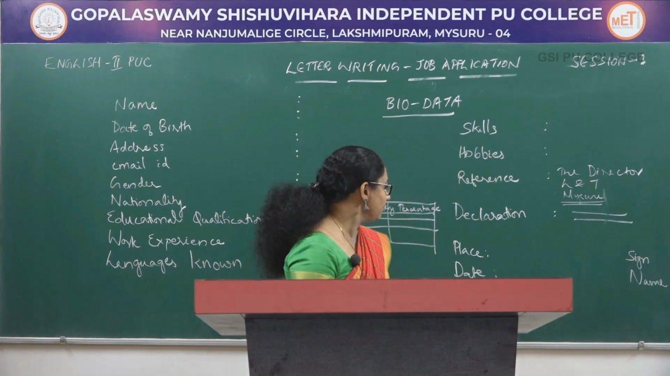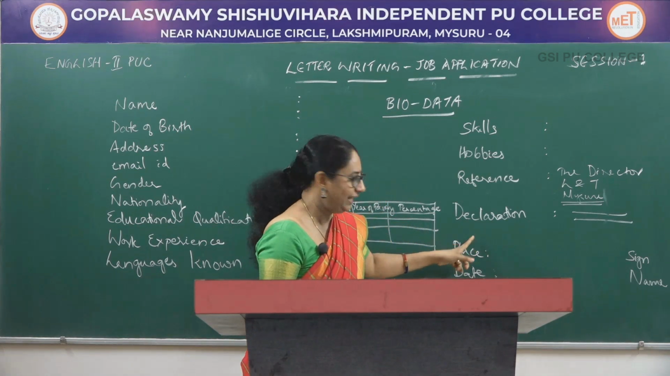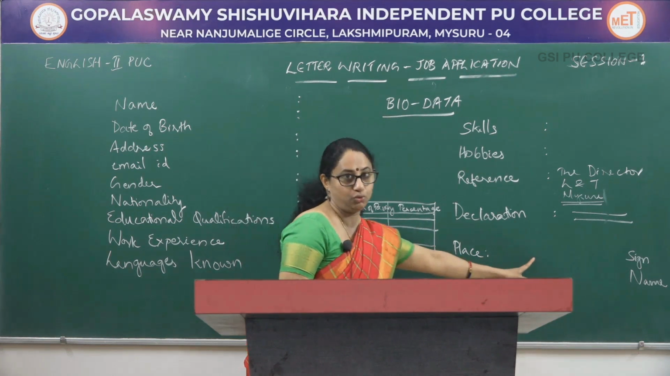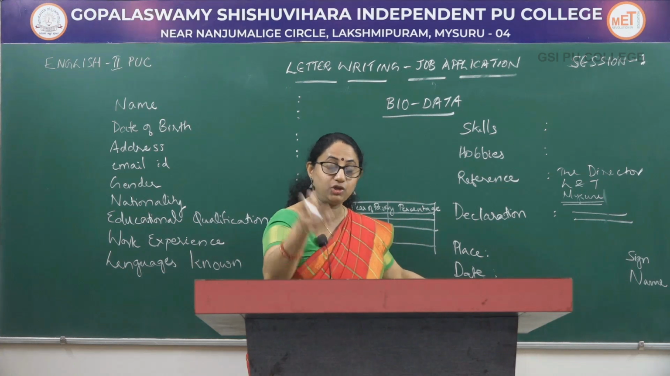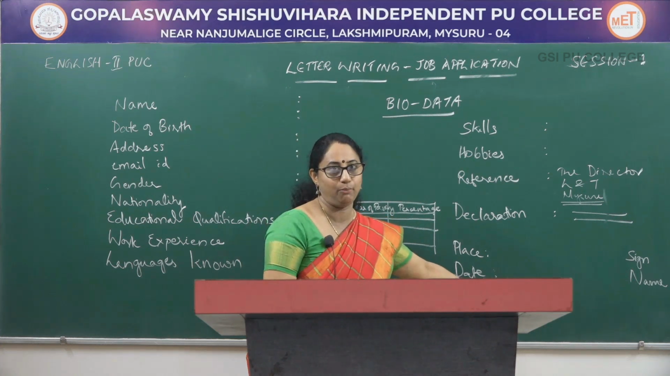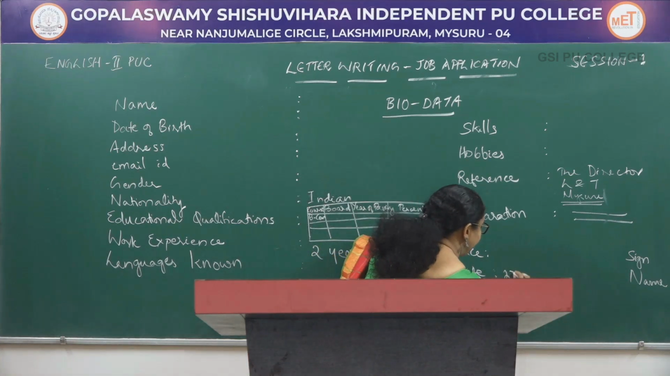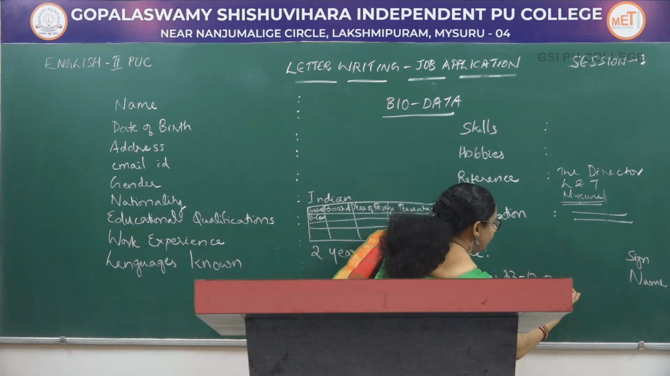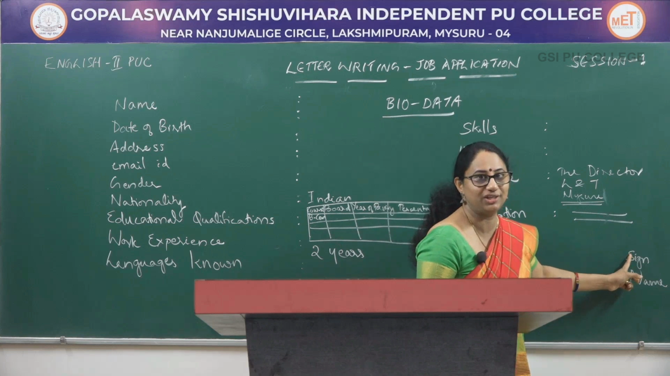And then comes the next. Leave one line after declaration, and then on the left hand side you have to write place, Mysuru, and date. Date is the date of application. Whichever date you have mentioned in the letter, the same date should come over here. So it is 23 December. The date can be in the normal format, 23/12/2020. And then comes the signature.